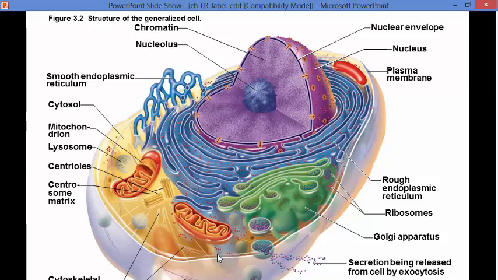And then the power stations of the cell where you produce that ATP energy, those are the mitochondria. So those mitochondria, that is where you produce that energy. And then right here, what's the function of the smooth endoplasmic reticulum? Remember, lipid metabolism. So the smooth endoplasmic reticulum plays an important role in the metabolism of lipids.